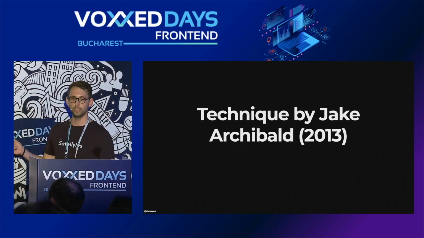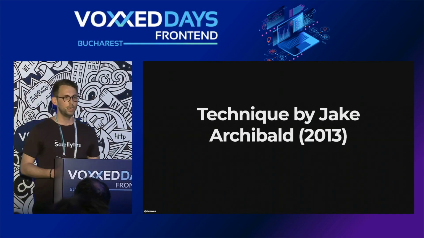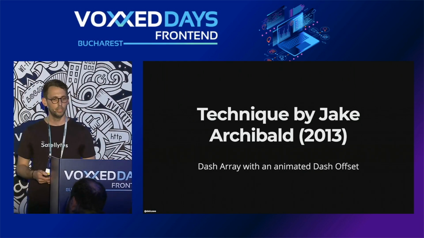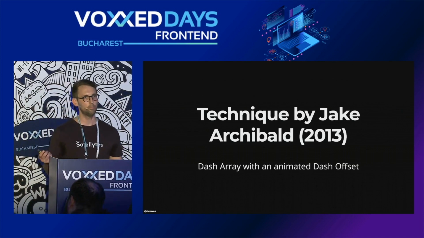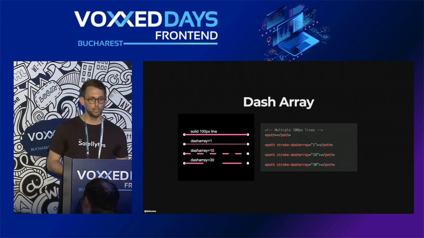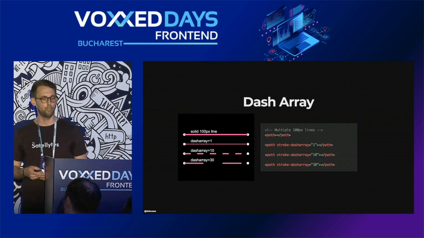We will use a technique pioneered by Jake Archibald in 2013. It's a smart combination of dashes and dash offsets on a path to create the illusion of a revealing path. But first, a quick summary of what dashes and dash offsets do in a path.